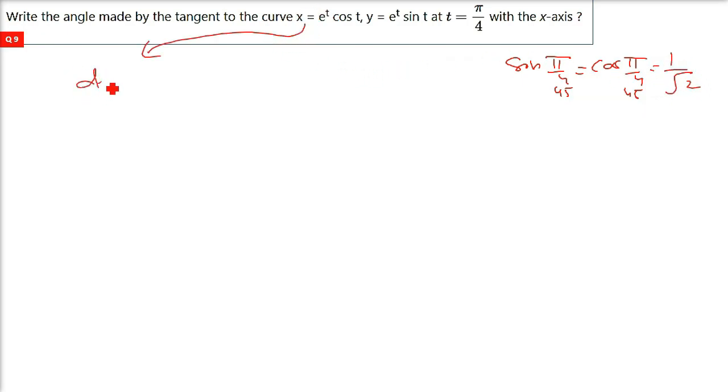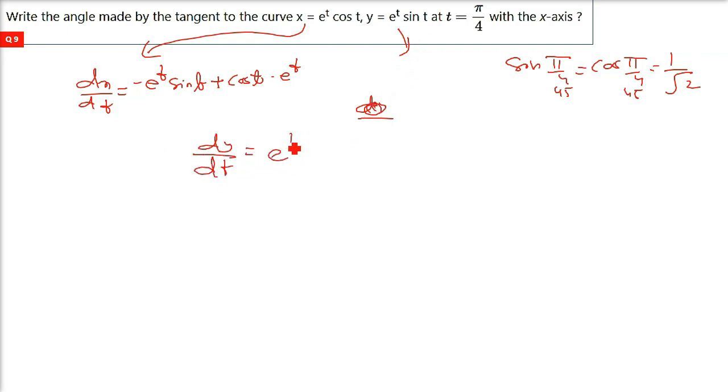So let us take dx by dt. I am using the product rule. So e raised t cos t will be minus sin t plus cos t, e raised t is e raised t. Now dy by dt, because I am going to divide it directly. So let us find dy by dt. Again I am using the product rule. e raised t cos t, then sin t will remain like that. e raised t will be e raised t only.